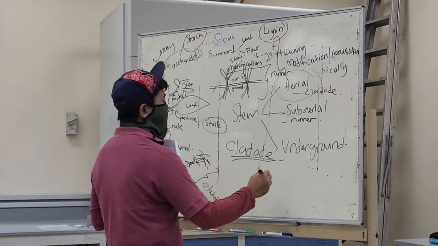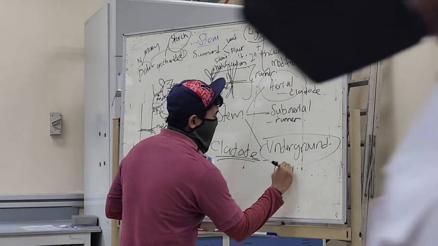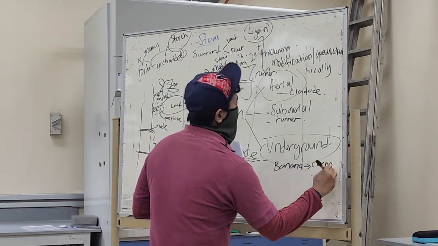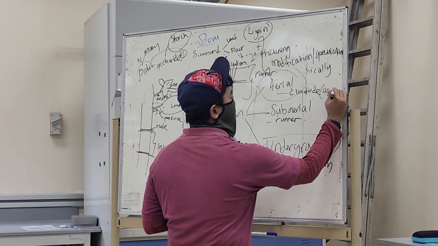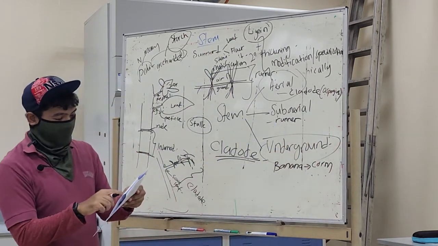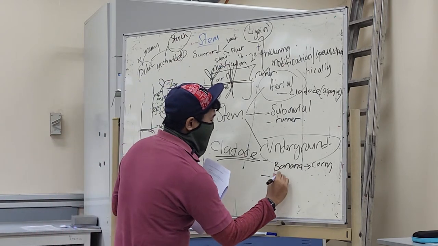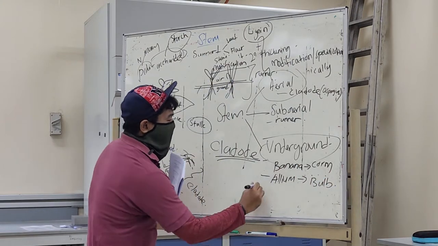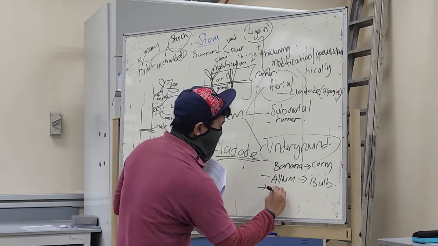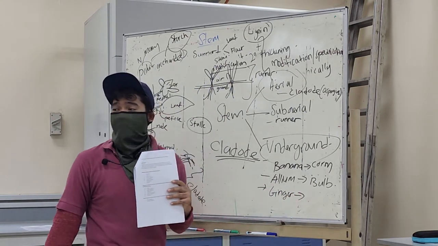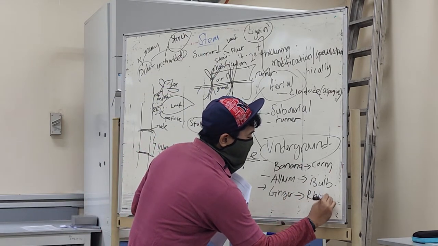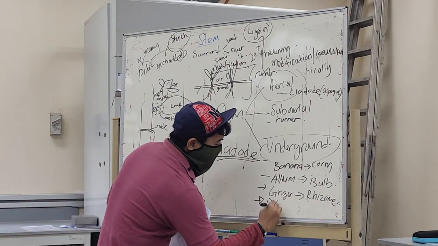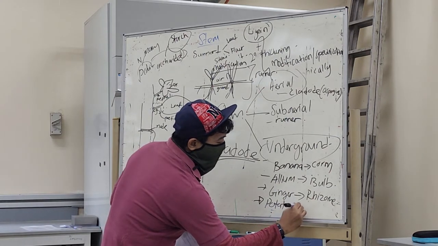For the banana, right under here, that modified structure is called corm. Cladode, this is asparagus just now. What else? This allium, the modified structure is called bulb. What else underground? Ginger, the modified structure is called rhizome. What else? Potato. Potato, the modified structure is called tuber.